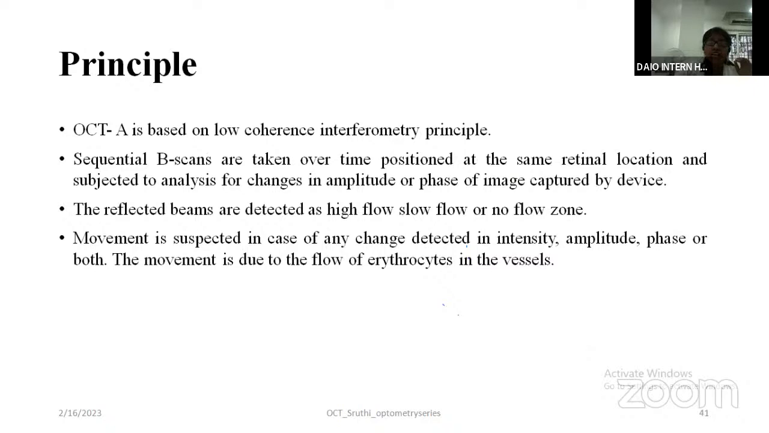The principle of OCTA is based on the low coherence interferometry principle. Sequential B scans are taken over time at the same retinal location and analyzed for change in amplitude or phase of the image captured by the device. The reflected beams are detected as high flow, slow flow, or no flow zones. Movement is suspected in case of any change detected in intensity, amplitude, phase, or both. The movement is due to the flow of erythrocytes in the vessel.